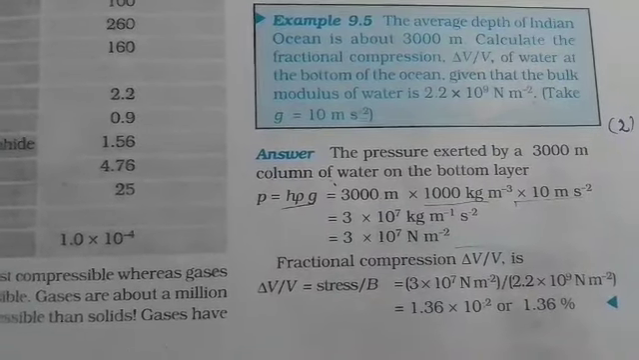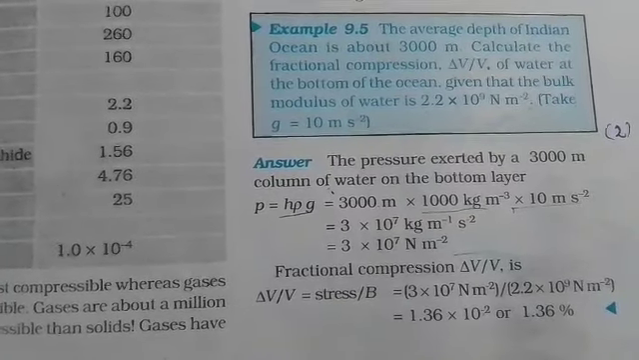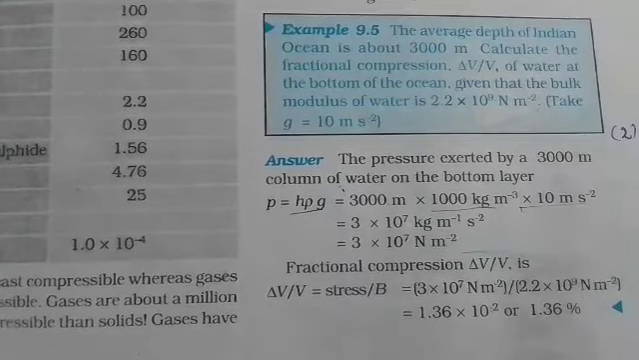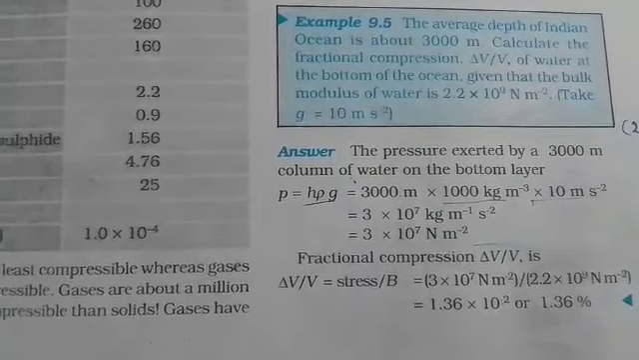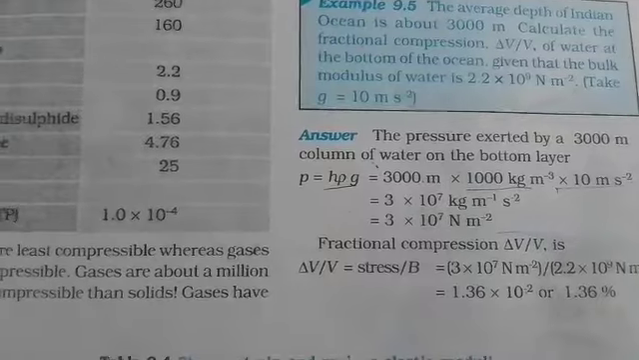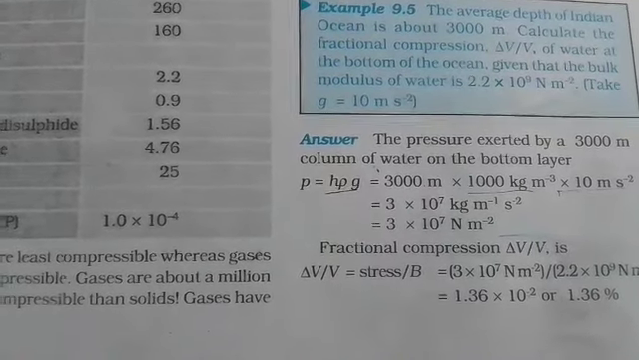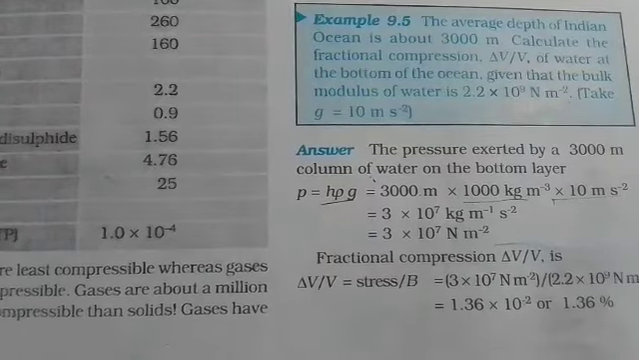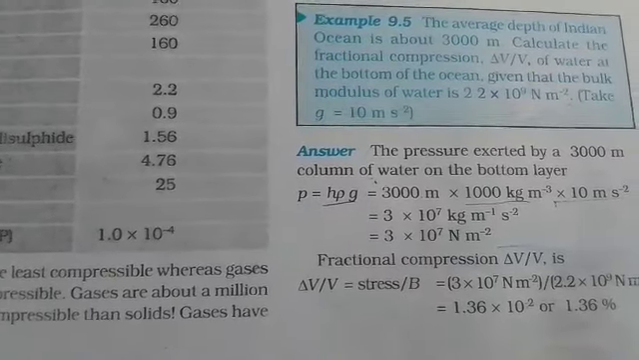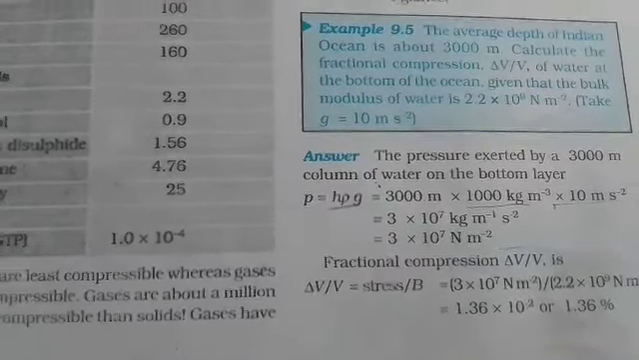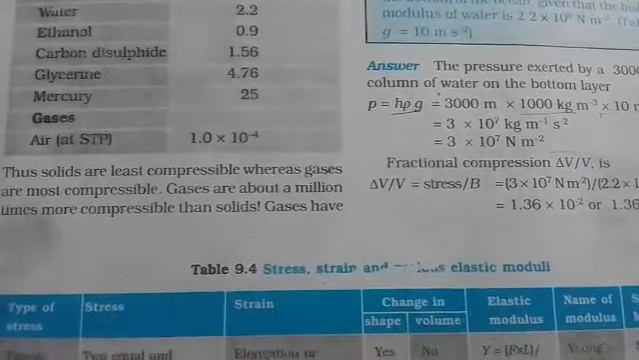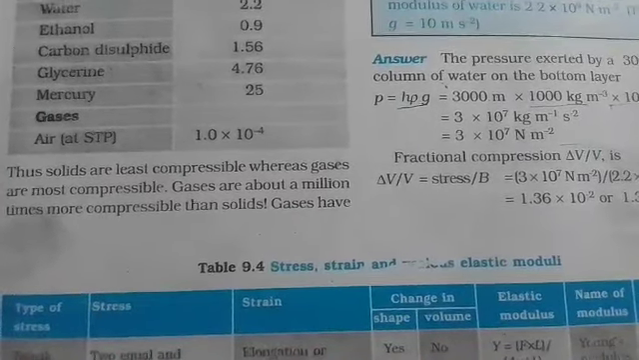Next we have: the average depth of the Indian Ocean is 3000 meter. Calculate the fractional compression del V by V of water at the bottom of the ocean, given the bulk modulus of water is 2.2 into 10 to the power 9 Newton per meter square. So the pressure exerted will be h rho g, where h is the depth, that is 3000 meter. Rho is the density of water, that is 1000 kg per meter cube. g has the value of 10, that is the acceleration due to gravity. So we can find out the value of P, the pressure exerted.